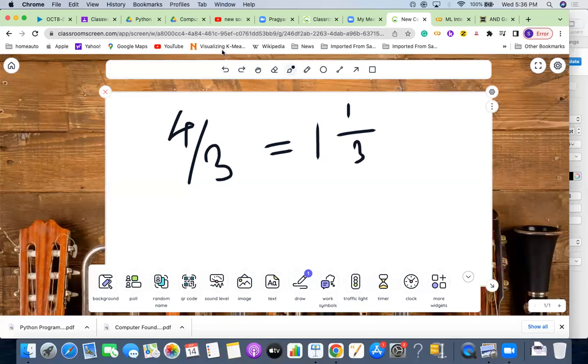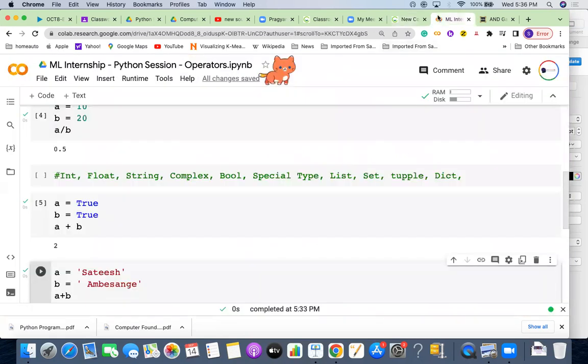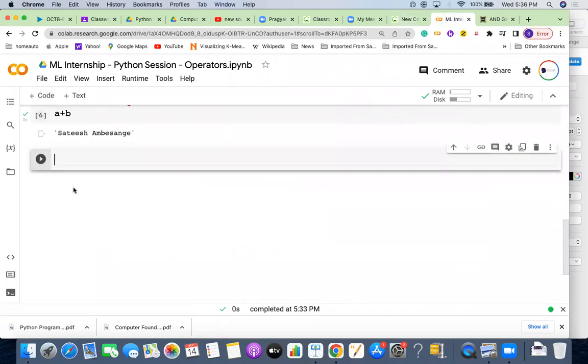Yes, sir. So this is the integer portion and this is a remainder. Modulus will give this remainder. When I say 4 modulus 3, we will get this result. So let us try that. There is nothing called theoretical, we'll try an experiment because Python is very easy.